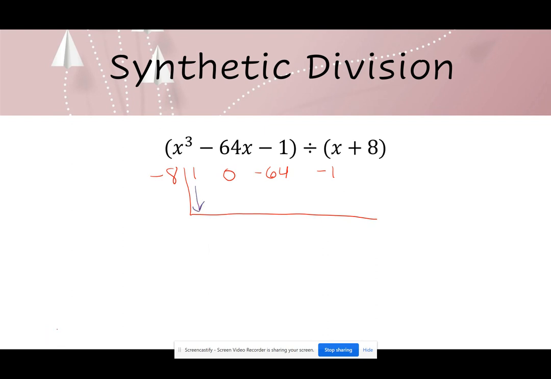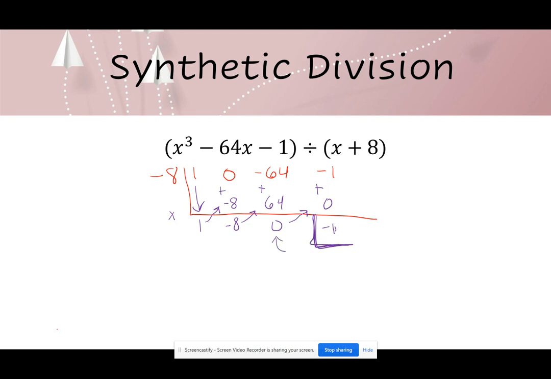Always bring down your first number, so 1. Then we're going to multiply. Negative 8 times 1 is negative 8. We're going to add. Negative 8 times negative 8 is positive 64. When we add, we get 0. Negative 8 times 0 is 0. And when we add, we get negative 1. Box off your remainder.